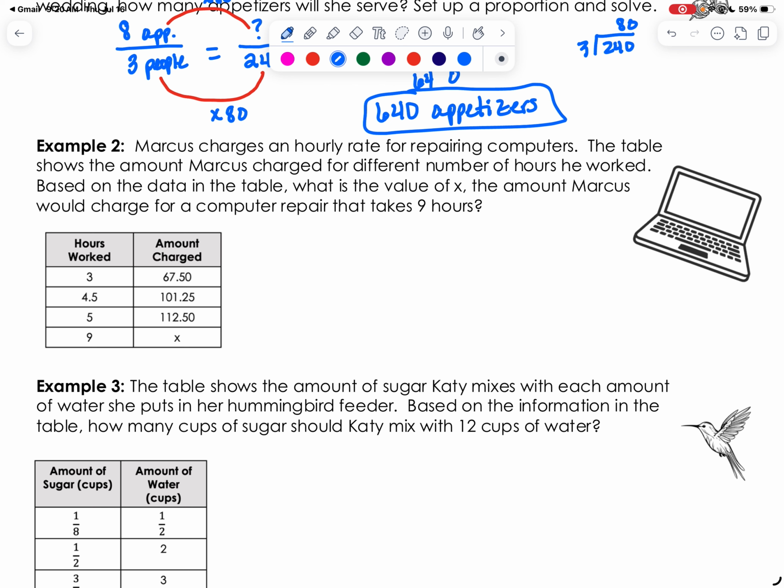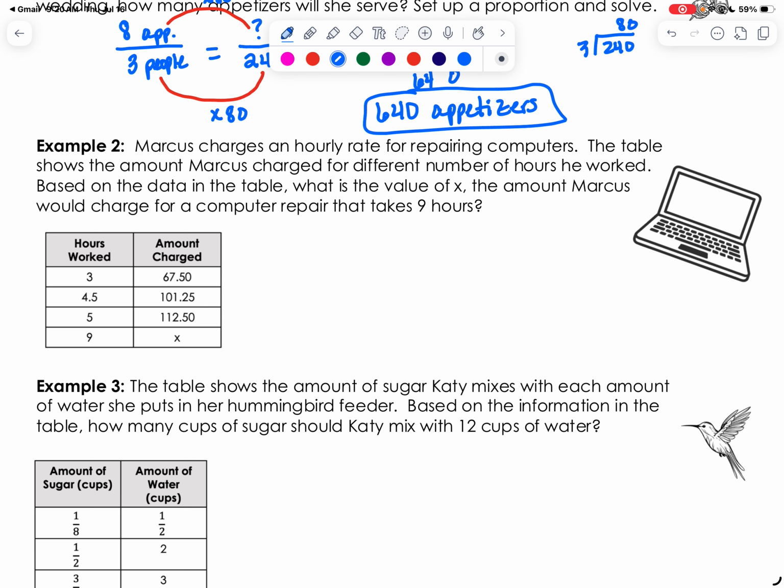Marcus charges an hourly rate for repairing computers. The table shows the amount Marcus charged for different number of hours he worked. Based on the data in the table, what is the value of X, the amount Marcus earned? The amount Marcus would charge for a computer repair that takes 9 hours.